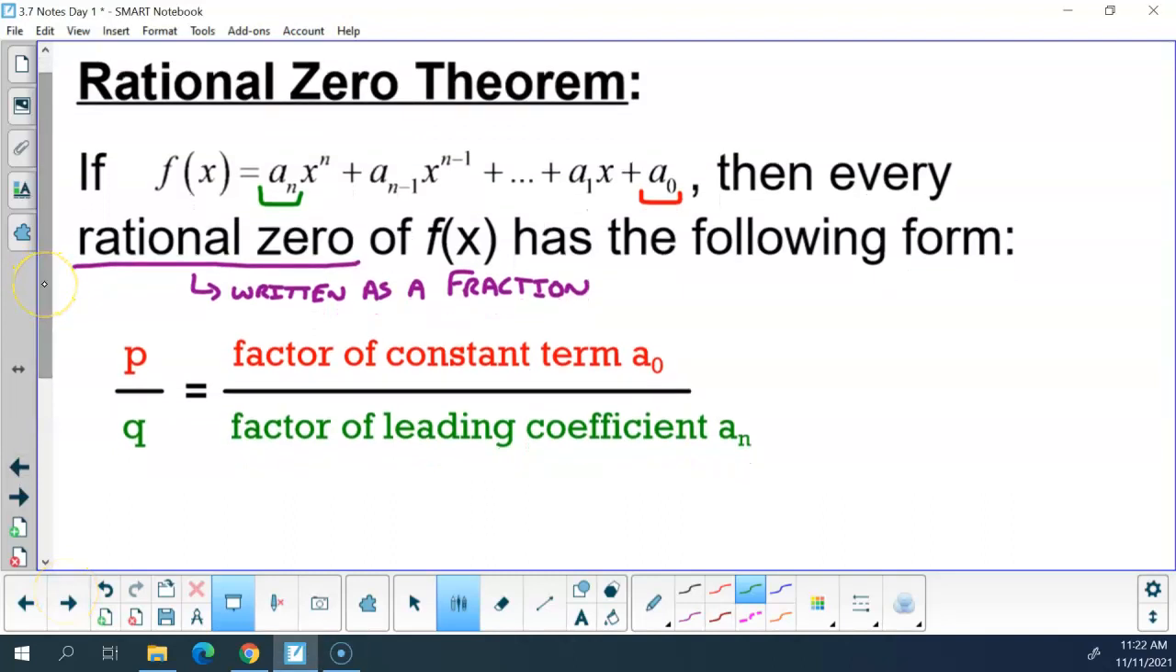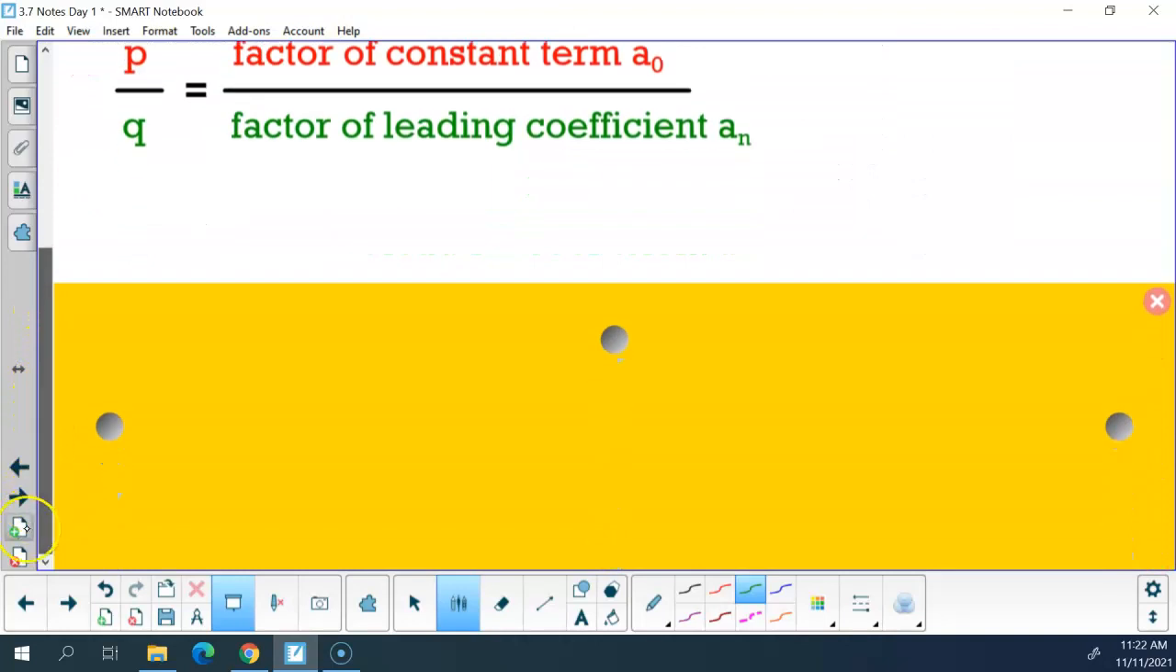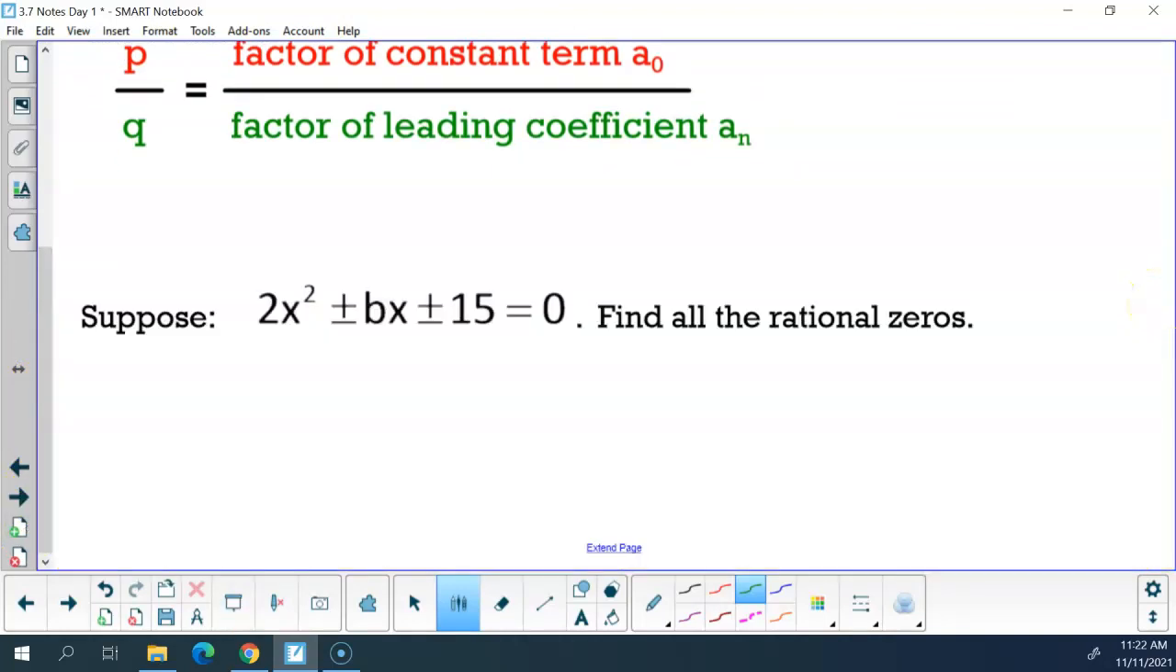Now, this list that we create are only the possible zeros. It's not all of the zeros. It's just the possible ones. And from that list, then we can decide which ones truly are zeros. So here is a general function.